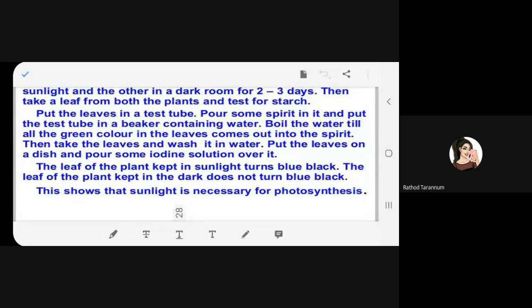Then take the leaf out and wash it in water. Put the leaf on a dish and pour some iodine solution over it. The leaf of the plant kept in sunlight turns blue black. The leaf of the plant kept in the dark does not turn blue black. This shows that sunlight is necessary for photosynthesis.